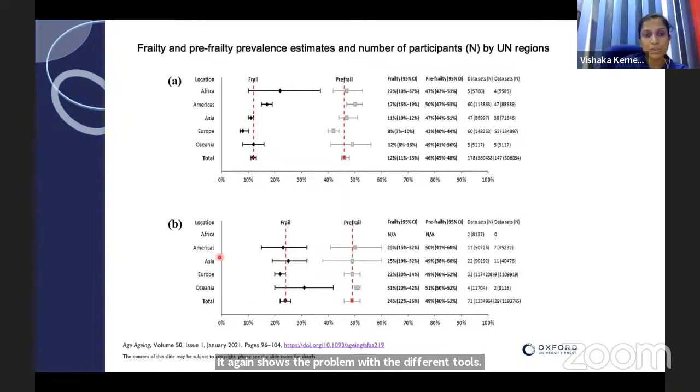Just looking at Asia, we are not too bad according to this study. So we don't have to be very sad. The lowest frailty and the highest frailty were detected according to this study in Africa.